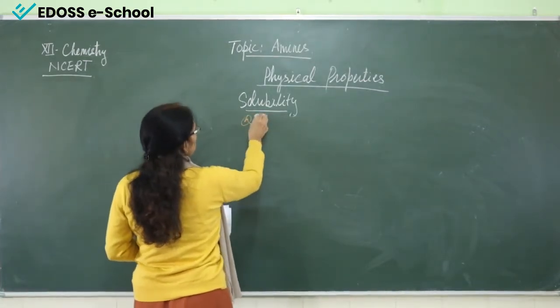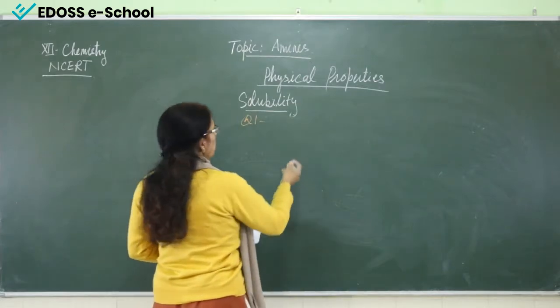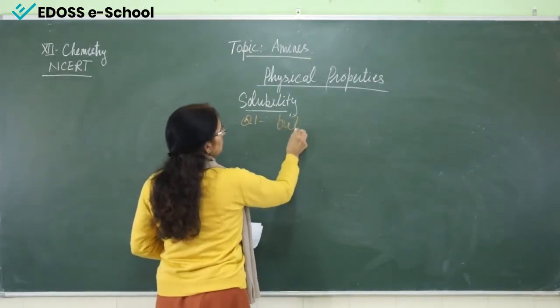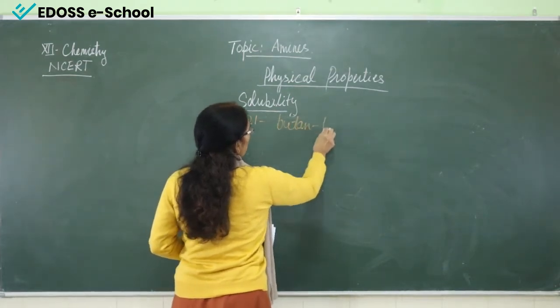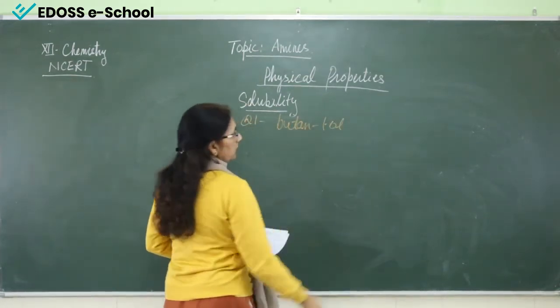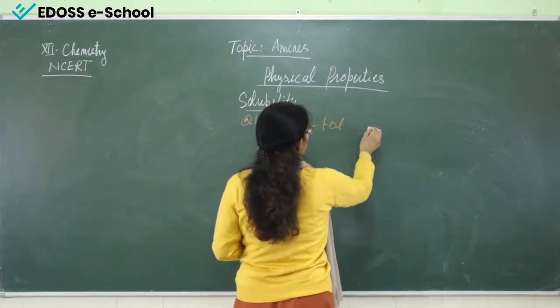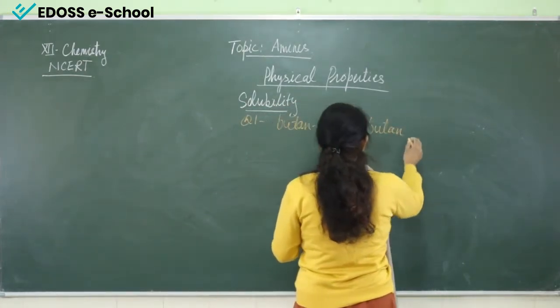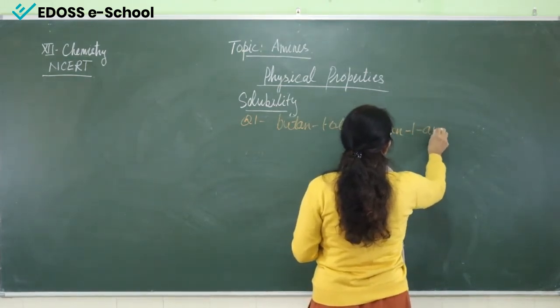The first question is: I am giving you two compounds. One is butan-1-ol, and another is butan-1-amine.